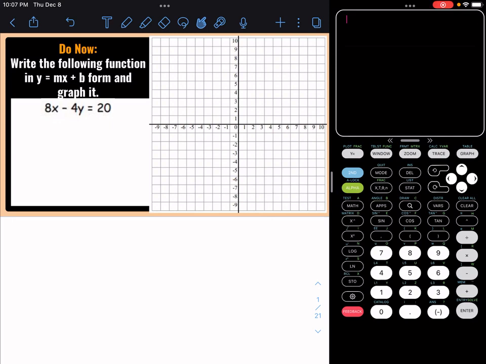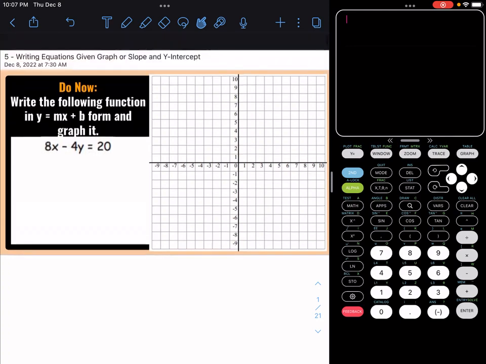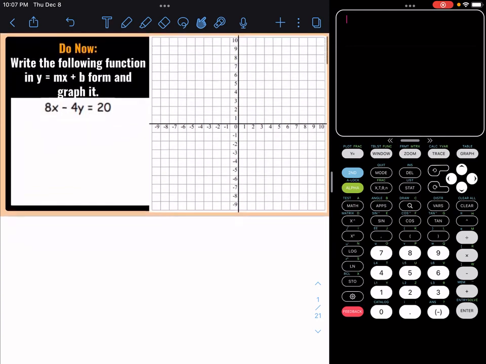Write the following function in y equals mx plus b form and graph it. I cannot graph it without it saying y equals some number, x plus some number. So first I need to start by getting rid of anything that is not y. I want only y on that side. So I need to get rid of that 8x. So I'm going to subtract 8x from both sides.